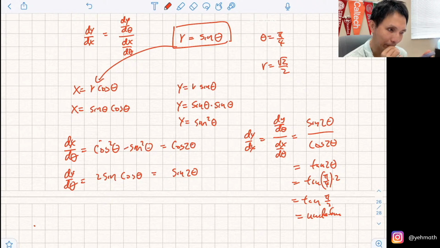26 is A. 27 is D. 28 is B. 27 is D and 28 is B. 29 is C. 30 is E.